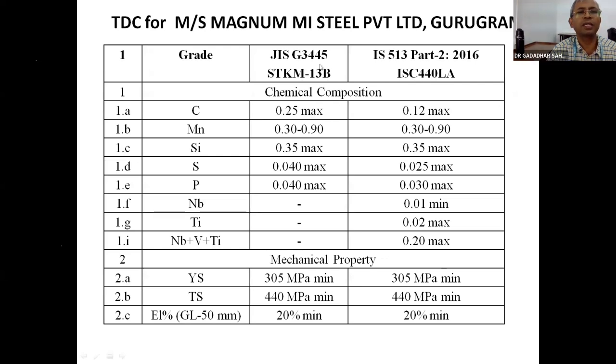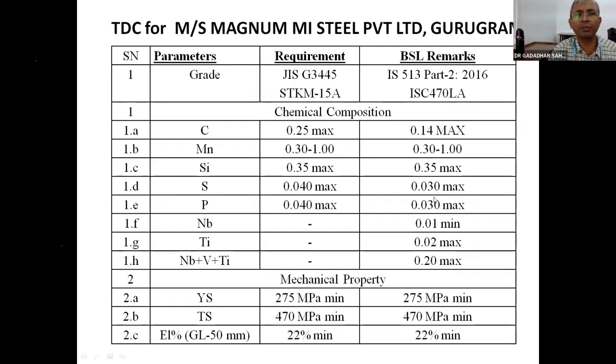Yes. The grade is 3445 13B, STKM 13B, and on the right side IS 513 part 2, ISC 440 LA. Here the chemistry, their chemistry was this. We have given our chemistry per IS 513 part 2 like this, and we can very well produce this grade also. We have recently got this order and are just going to produce this one. Then for the same customer, Magnum Steel, we have also got 470 LA, so we are going to produce this too.